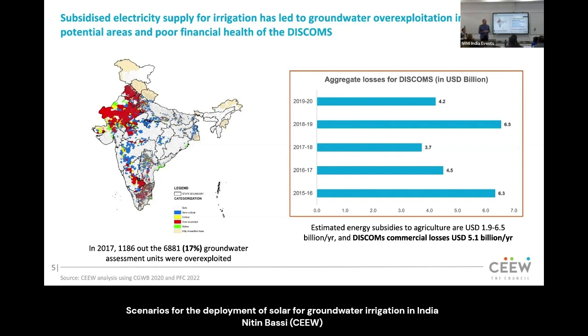The other thing is, because of this free supply of electricity, the discoms, or the electricity distribution companies, are already incurring losses. How it is structured in India is that discoms supply this subsidized electricity, which is reimbursed by the government. In an ideal case, this should come in advance, but it doesn't happen like that. It comes after the agriculture season is over, and many times it takes a lot of time, or it never comes. So discoms keep on accumulating these losses, which were about USD 5 billion per year as per some estimates.